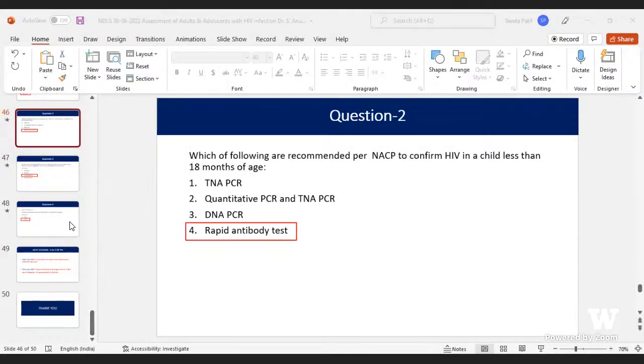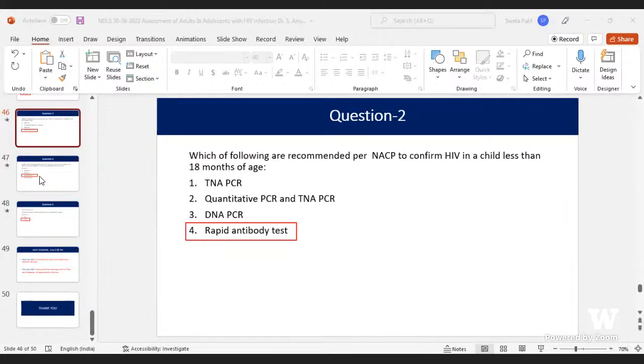The difference between a quantitative and a qualitative assay is that the quantitative gives the viral load, like for example the PCR. How much is your viral load? If I ask you that question, you will tell me quantitatively. Sir, it is 1,000, it is 2,000, it is not detectable at all. So you're quantifying it. But if it is qualitative, you either say it is present or absent. So there is a difference between a qualitative and a quantitative test.